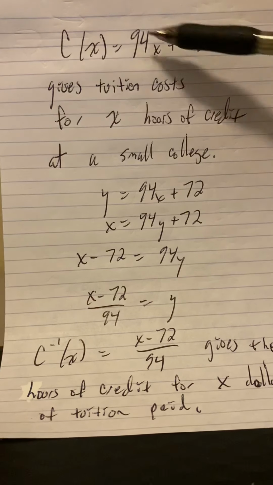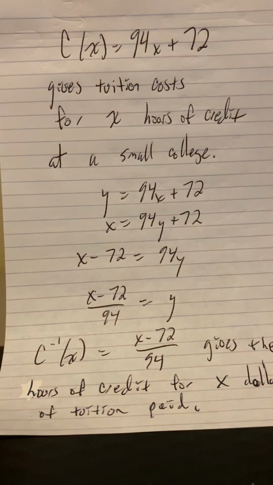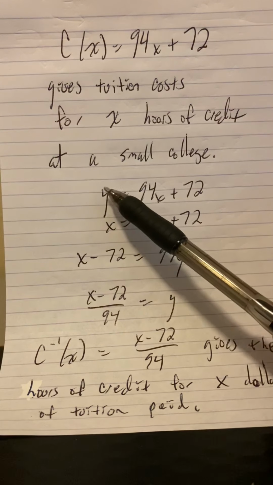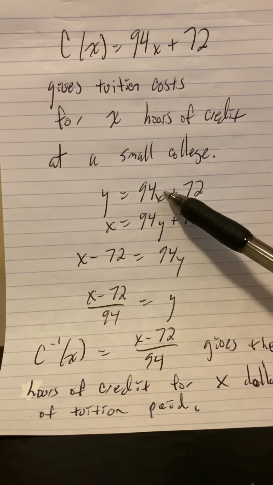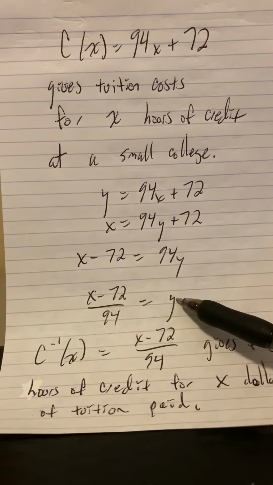But anyway, we have this function that maps the number of hours you're taking to the cost that you pay to take those hours of credit. So we rewrite c of x as y. We interchange y for x and x for y. Then we solve for y. So I subtract the 72, divide by 94, and I have the inverse function.